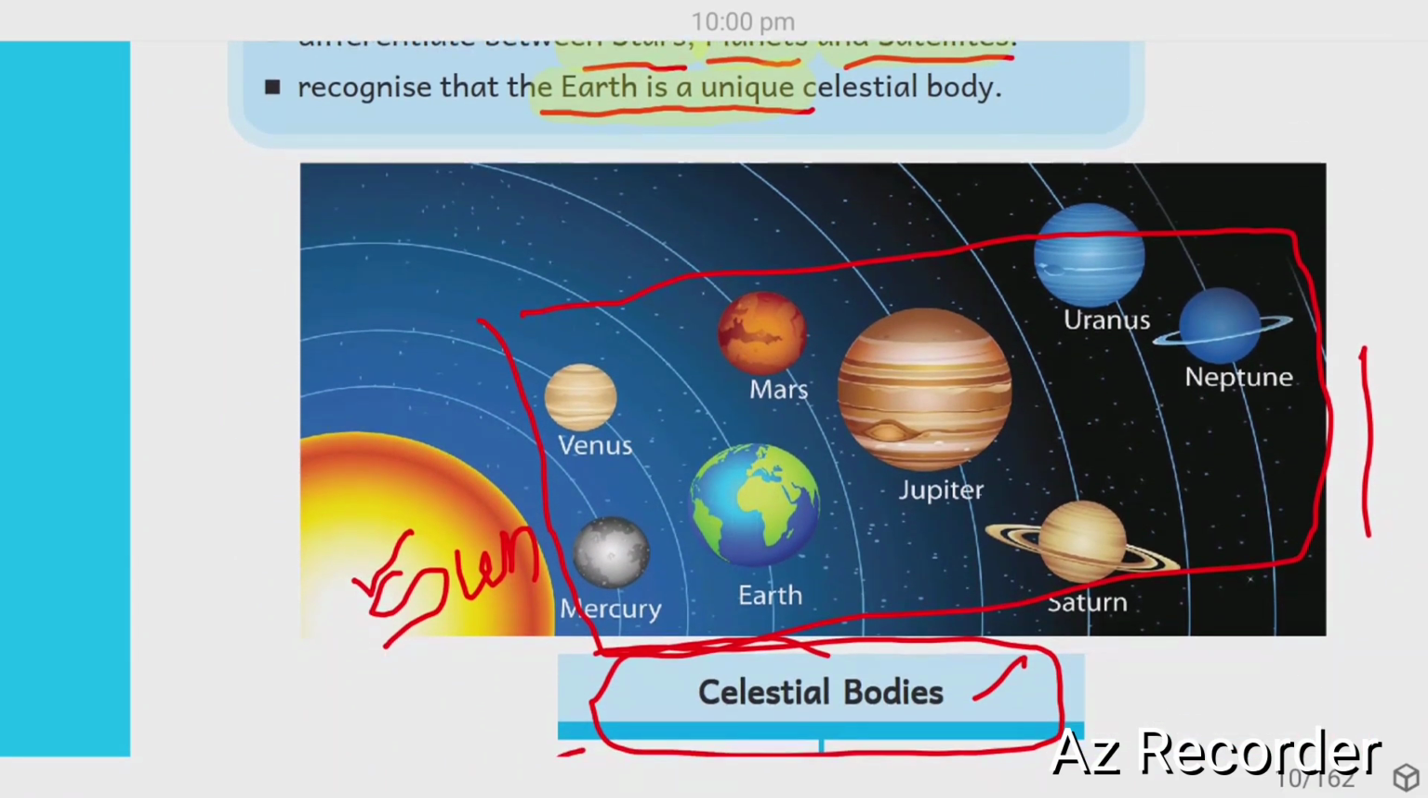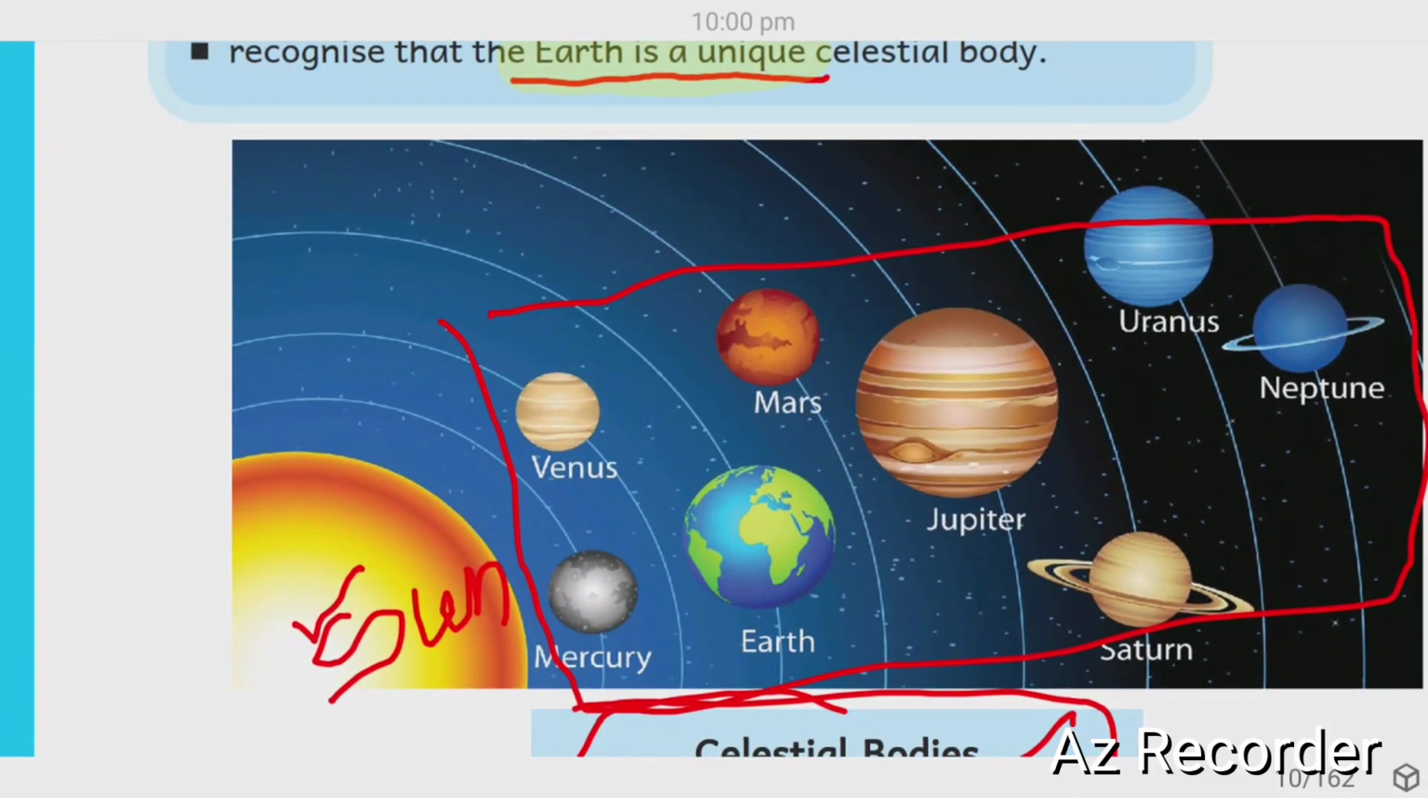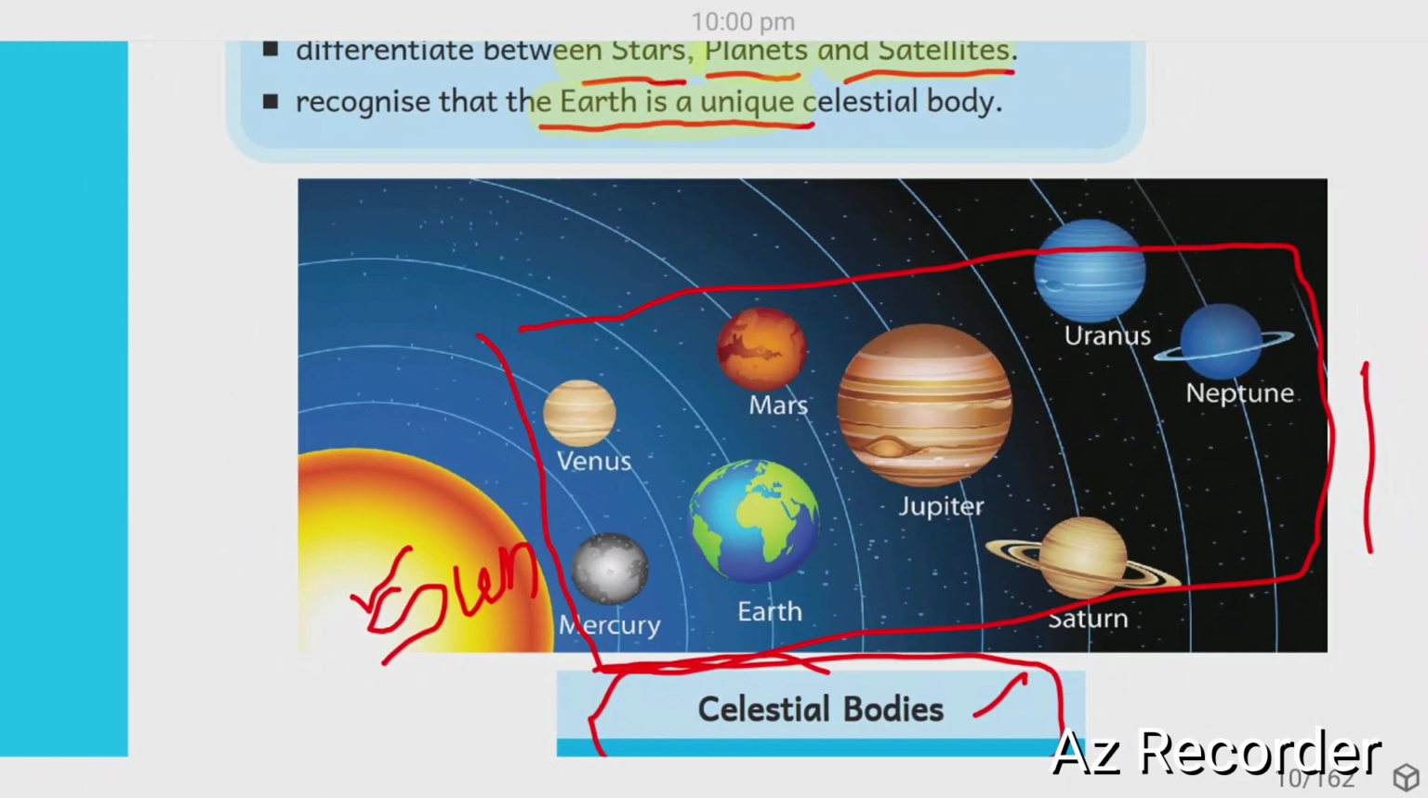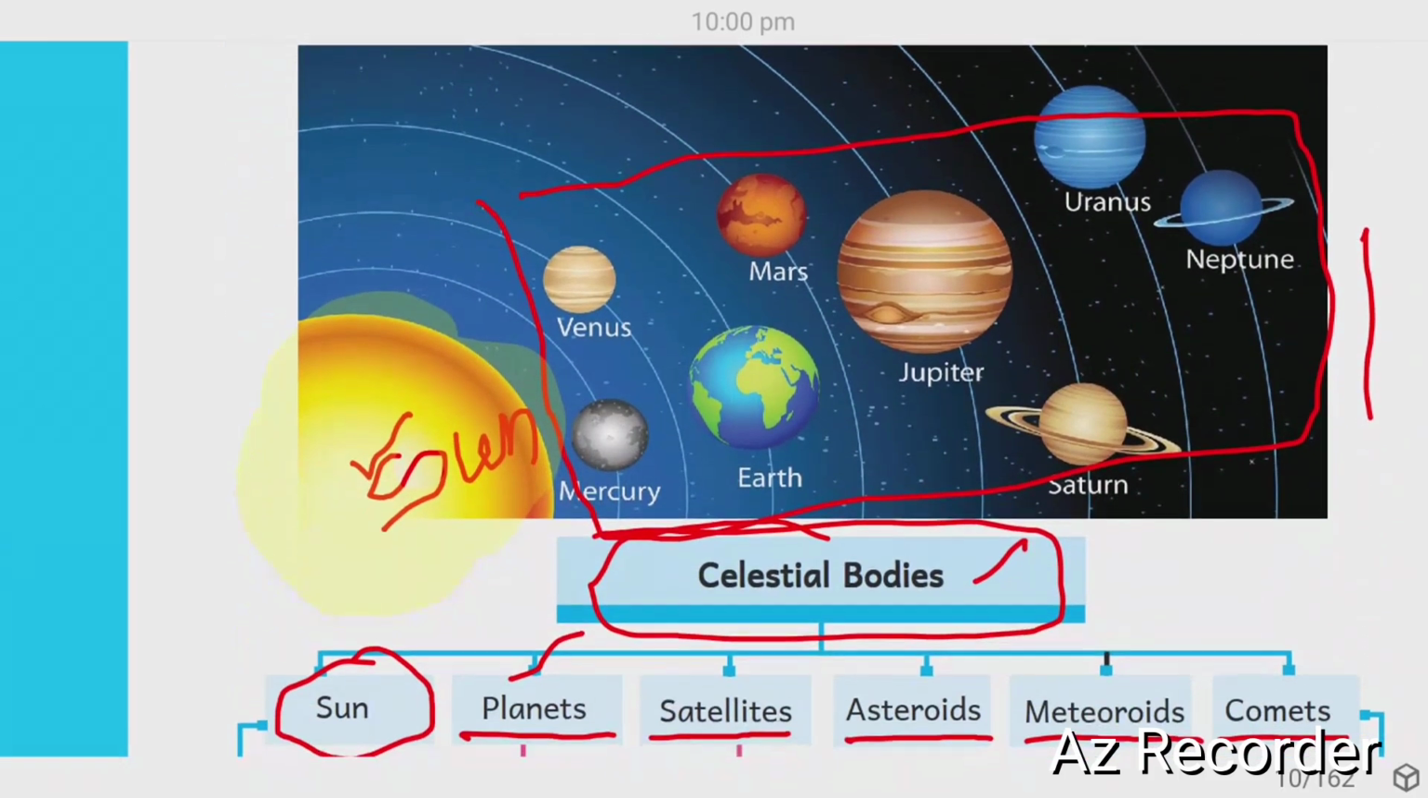Next, look into this picture. This is the picture of the solar system. Here in the center we have the sun. Around the sun there are 8 planets. These 8 planets are revolving around the sun. So altogether we generally call it a solar system.